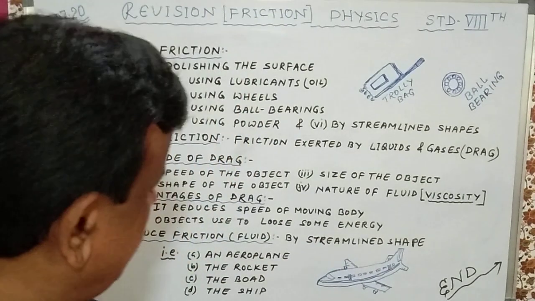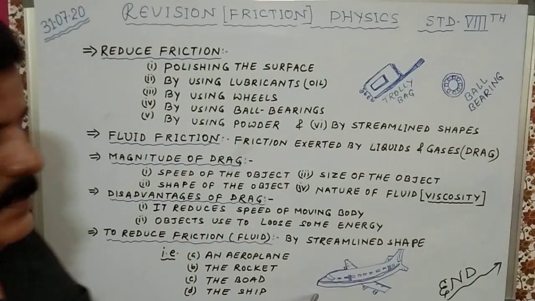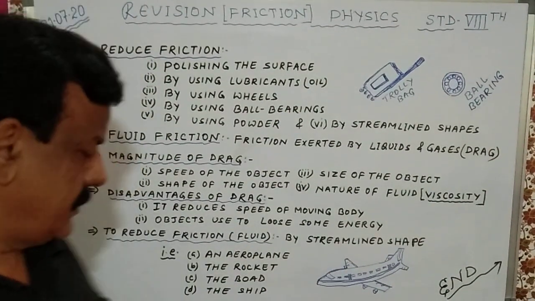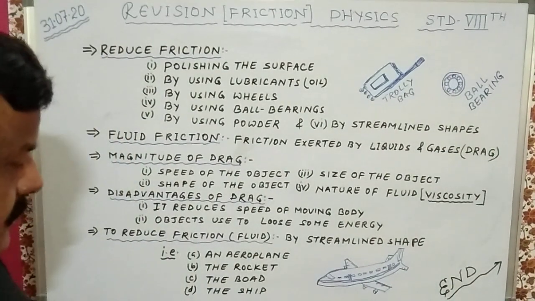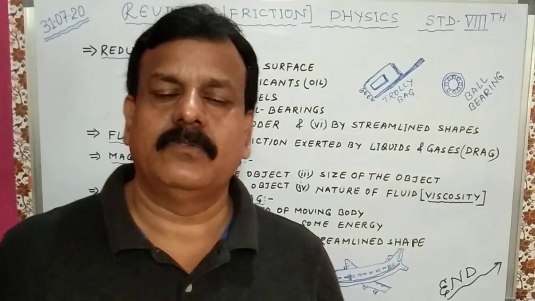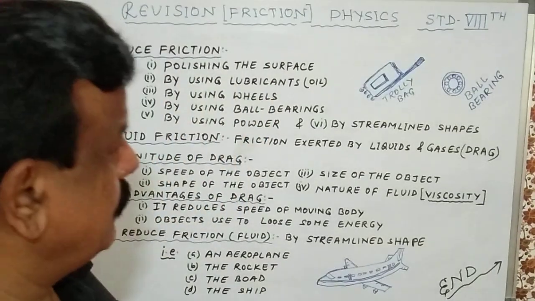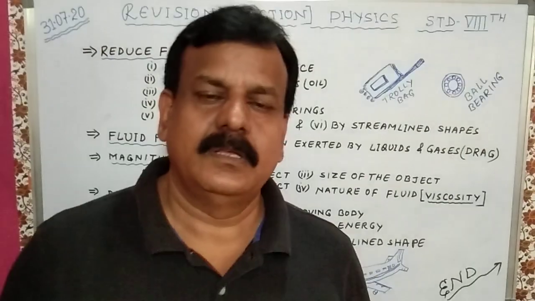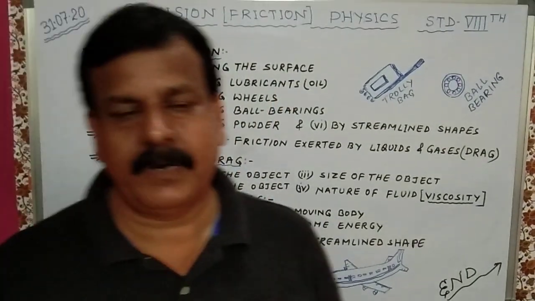Some examples I have taken here. An aeroplane, you have seen, has a streamline shape. The rocket, streamline shape. The boat, motor boat, water boat, has a streamline shape. And the ship that moves in water also has a streamline shape. So these are all related to friction. Now this is the end of this friction part.